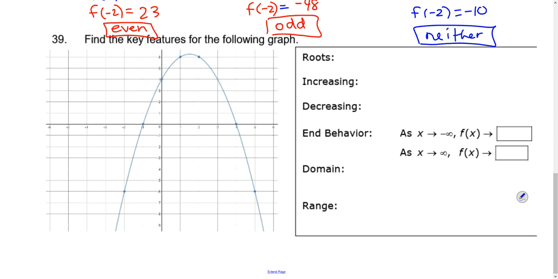Roots. Roots are found on the x-axis. So one of them is at negative 1, 0. Here's the other one. It looks like it's at 4, 0. End behavior. The end behavior, we just want to know what direction the ends are headed. So if I look at the ends, it's down and down. That means the answer should be the same. So since they're headed down, it's going to be negative infinity for both of them.